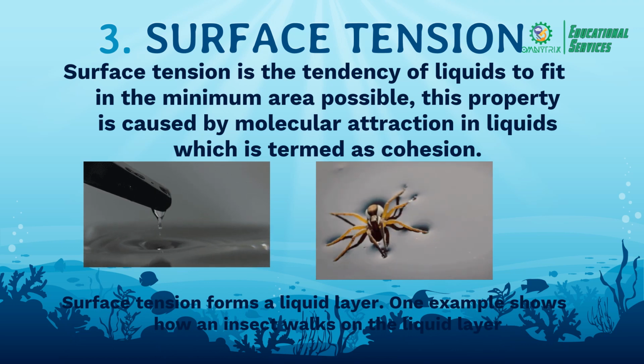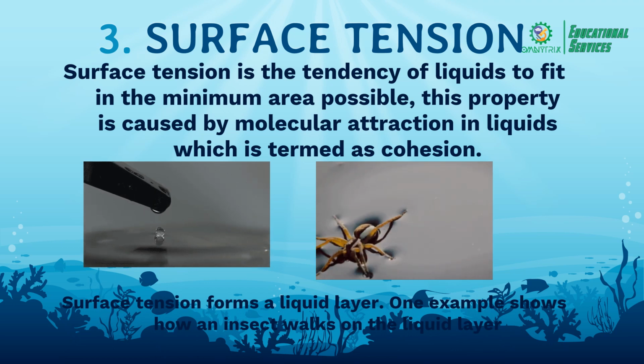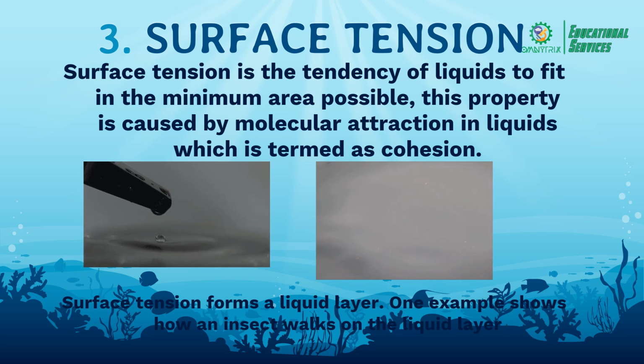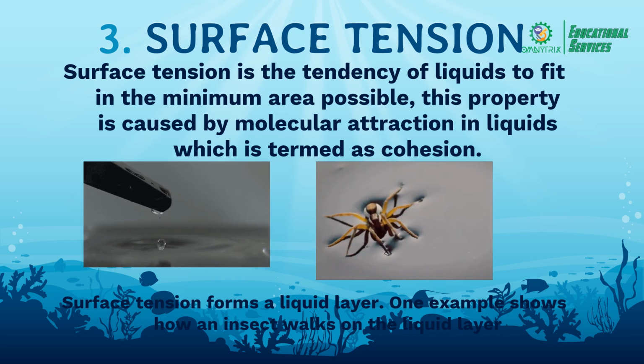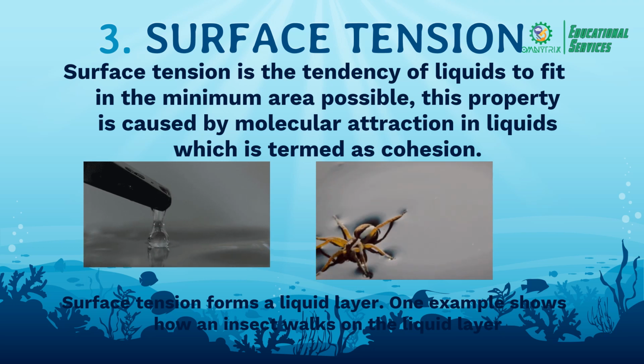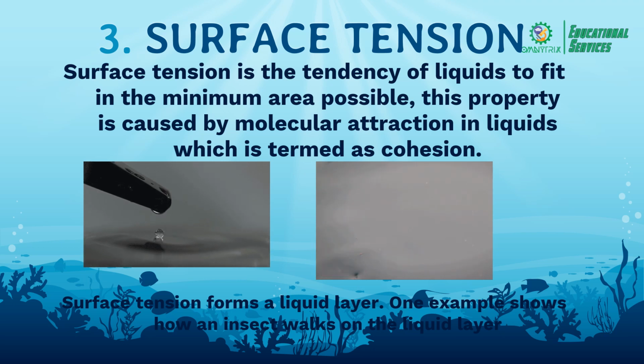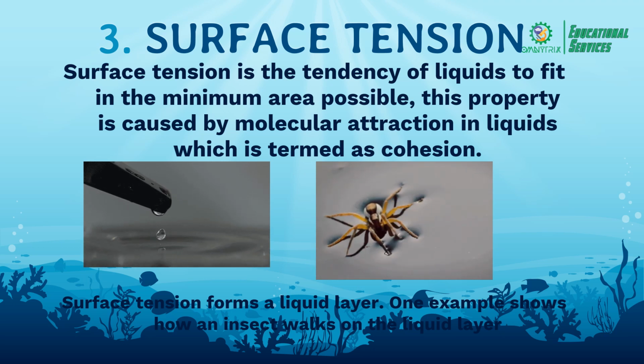So surface tension forms a liquid layer. One example shows how an insect walks on the liquid layer. In this picture you can see there is a liquid layer formed due to surface tension and how an insect is walking on it.